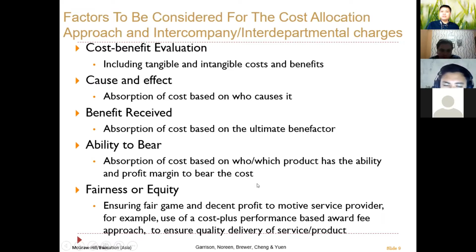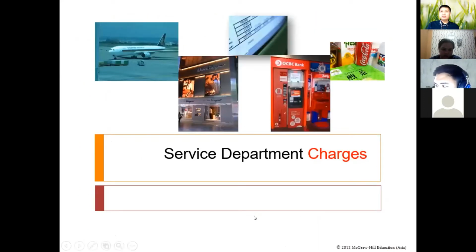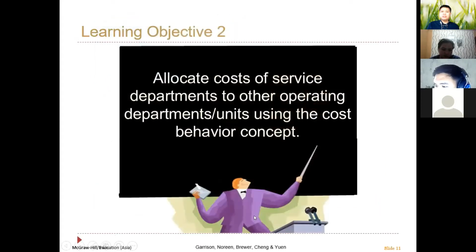Sometimes you distribute to one operating department whose revenue is very small, and that department may not be capable of absorbing the transferred cost. Last one, fairness or equity, ensuring fair gain and decent profit to motivate the service provider. For example, the use of a cost plus performance based award fee approach to ensure quality delivery of service or product. Okay. Now we go to service department charges.